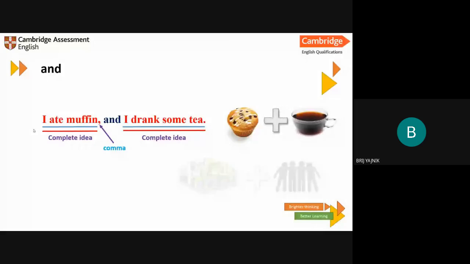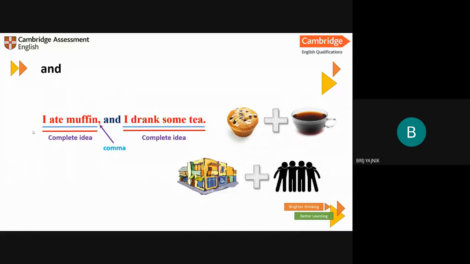One more example. You can see some place and some people together. Let's see the example. I went to mall and met my friends. Now, in the second part, the second clause, the subject is missing. So the idea is incomplete. So when you don't have two complete ideas and a conjunction in between, you don't need a comma then.